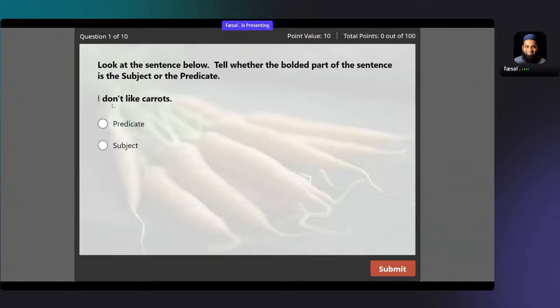So, for example, look at the sentence below and tell whether the bolded part of the sentence is the subject or the predicate. So, I don't like carrots. What do you think it is? Don't like carrots. This is the bolded part. इसमें क्या है ये? Subject है या predicate है? क्या लगता है आप लोगों को? जी जनाब, what do you think? What is it? Is it a subject or is it a predicate?